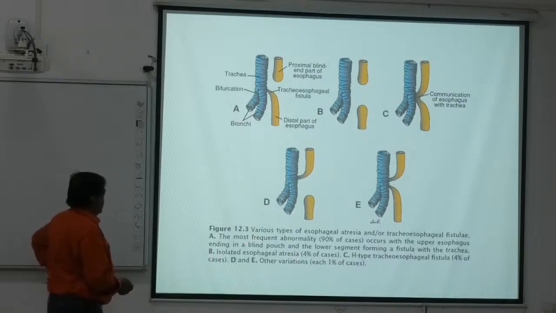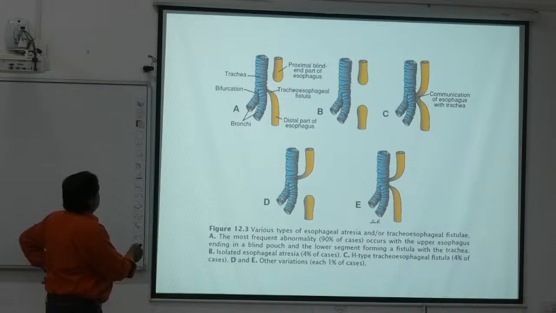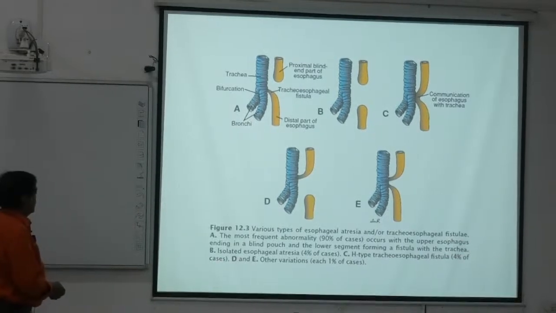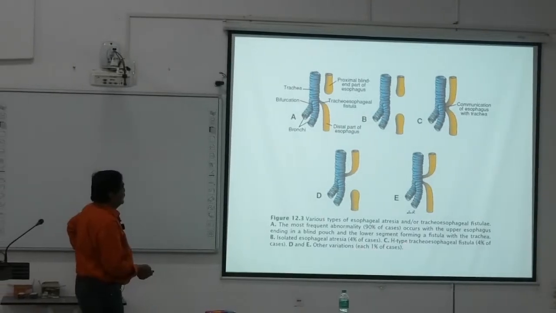Isolated esophageal atresia, in this one, is isolated. It is not communicating with the trachea. And here is the communication of the esophagus with the trachea. See the different varieties. This is a blind pouch ending. This does not continue with this esophagus, the distal end of the esophagus. But it is communicating with the bifurcation of the trachea. Here, two blind endings. A communication of the esophagus. See, one again directly communicates, and here these are the C-type, tracheoesophageal fistula, 4% of cases, D and E. Other variations are 1%.